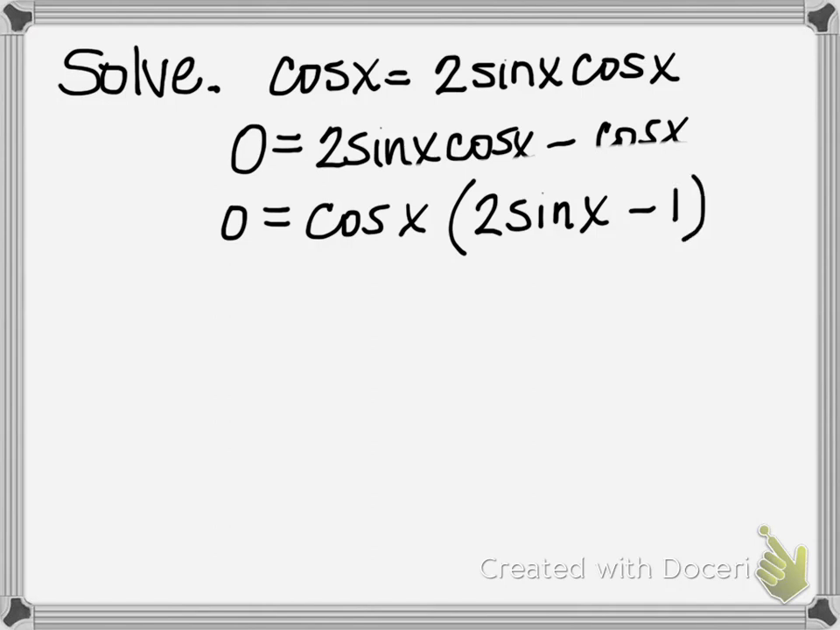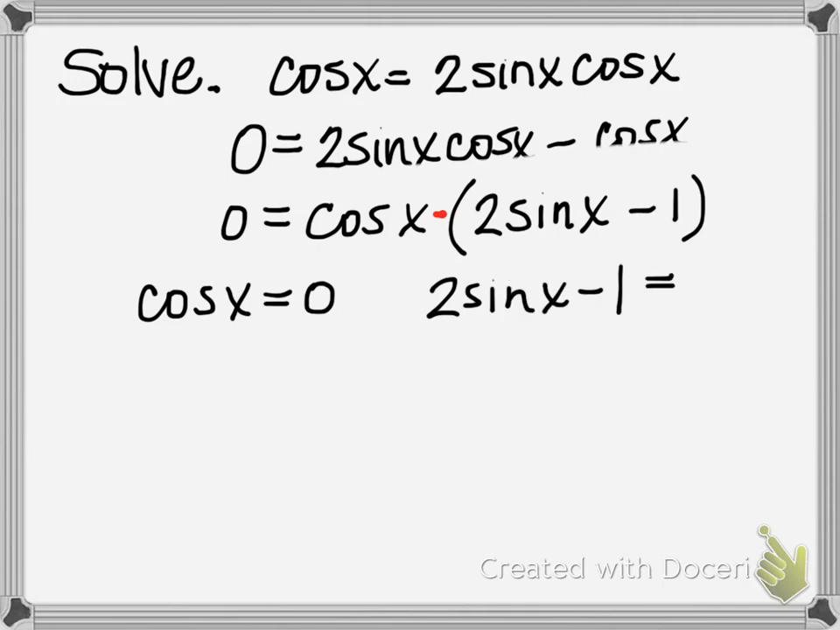Now, since this equation is equal to 0 and we have a product on the right-hand side, we know that one of these two factors must equal 0. That's using the zero product property. So we'll set each of these factors equal to 0. And this gives us two somewhat simpler trig equations to solve. So we'll start on the left. Cosine of x equals 0.